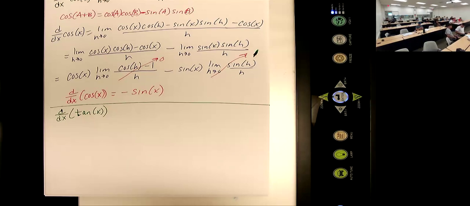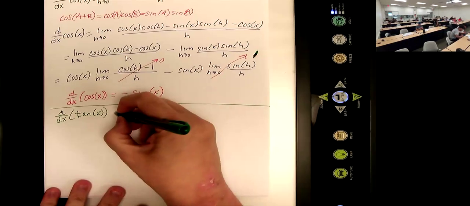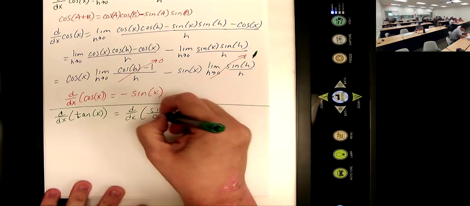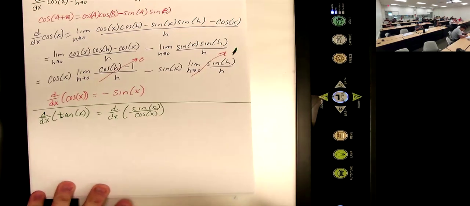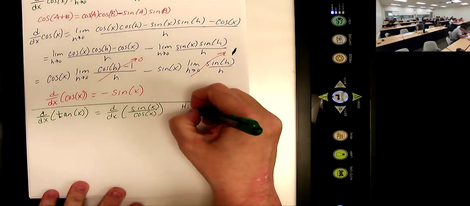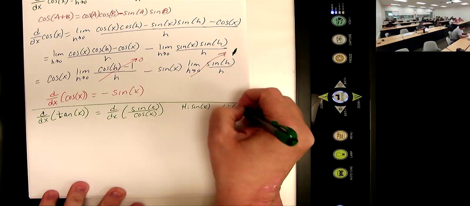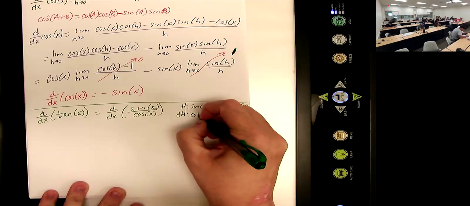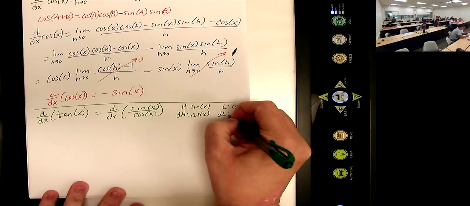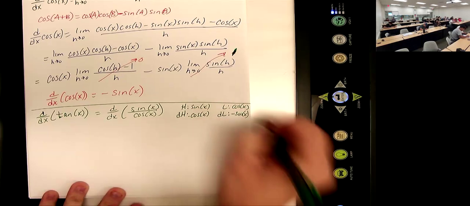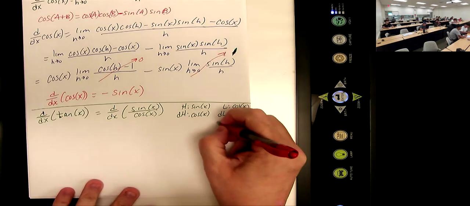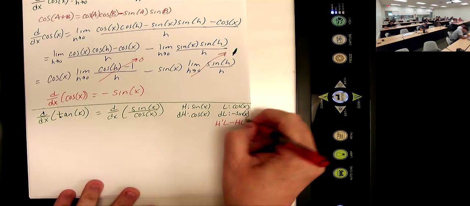Alright, so this is the derivative of sine x over cosine x. High is sine x, low is cosine x. So d high is cosine x, and d low is negative sine x, using what we just learned from the last 2 problems. And remember, when we do the quotient rule, it's high prime low minus high low prime, over low squared.